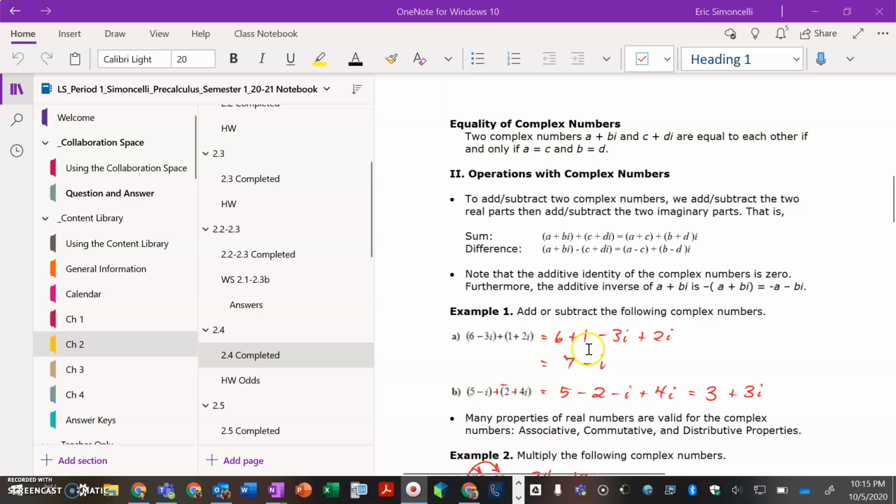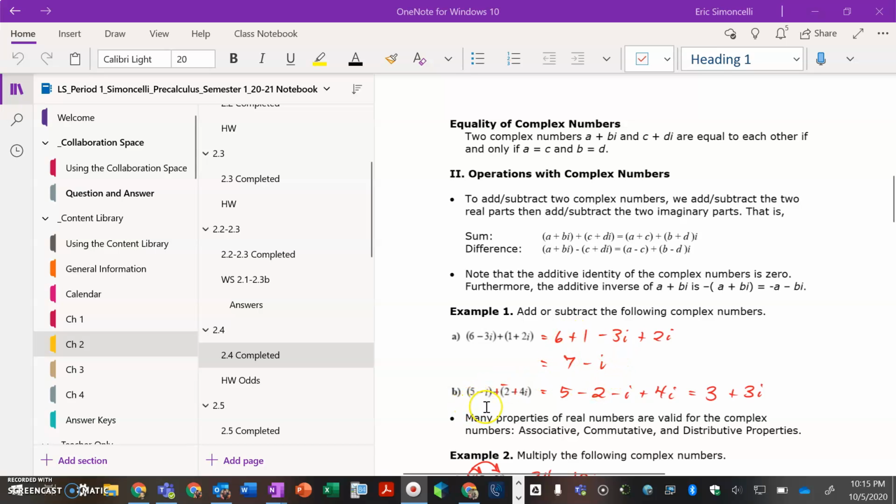These can be split up accordingly, so 6 plus 1. As you can see, the a's can be added separately. And then negative 3i plus 2i, so of course those can be added. This ends up being 7, and this of course adds to negative i. There's your final answer in standard form.